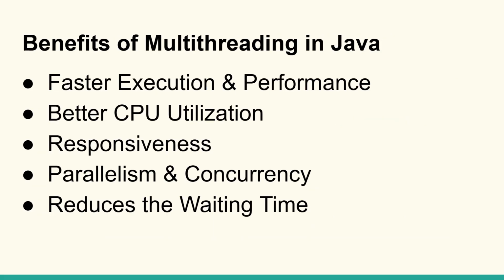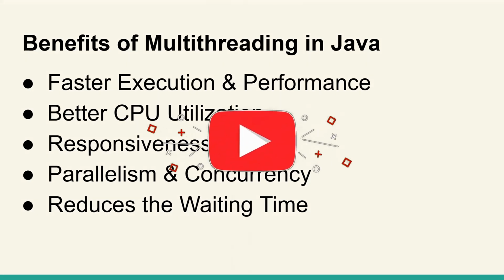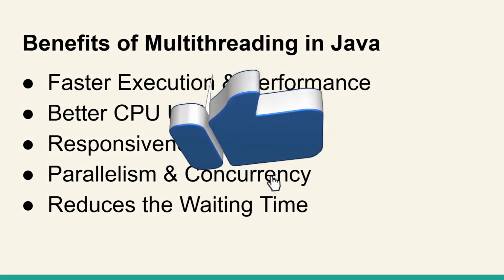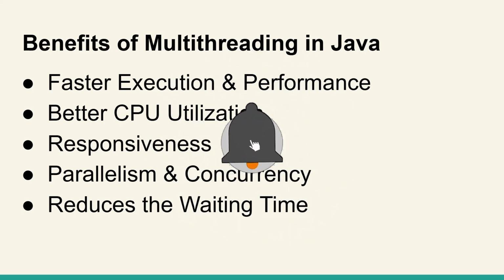Now let's discuss some of the benefits of multi-threading in Java. One is that multiple threads can execute tasks simultaneously, so it will improve the performance of a system. And then instead of keeping the CPU idle, multiple threads can work in parallel, which makes full use of our system resources, which means we will utilize our CPU in a better way. And if you observe GUI applications, multi-threading ensures the app remains responsive while performing background tasks.